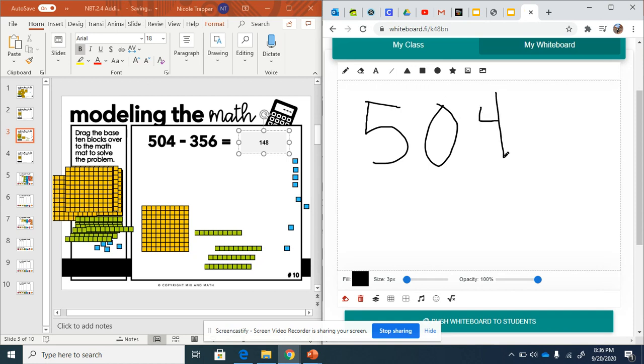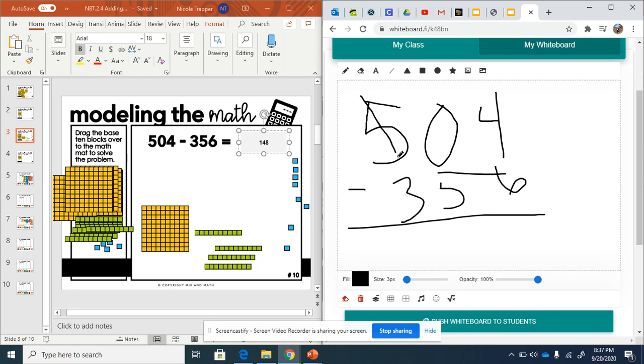504 minus 356. Whoops. Ignore that very long 5. 4 minus 6 I could not do. I couldn't take away 0 from tens, so I had to unbundle one of my hundreds. Now I only have 4 hundreds left, and I have 10 tens, which equals 100.